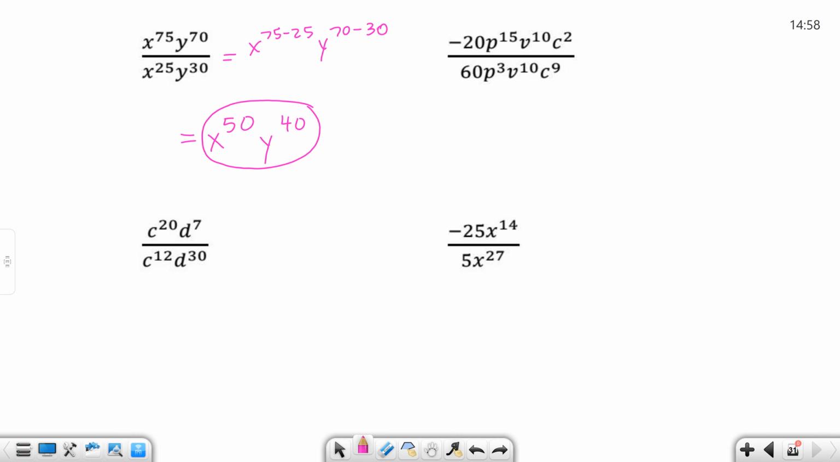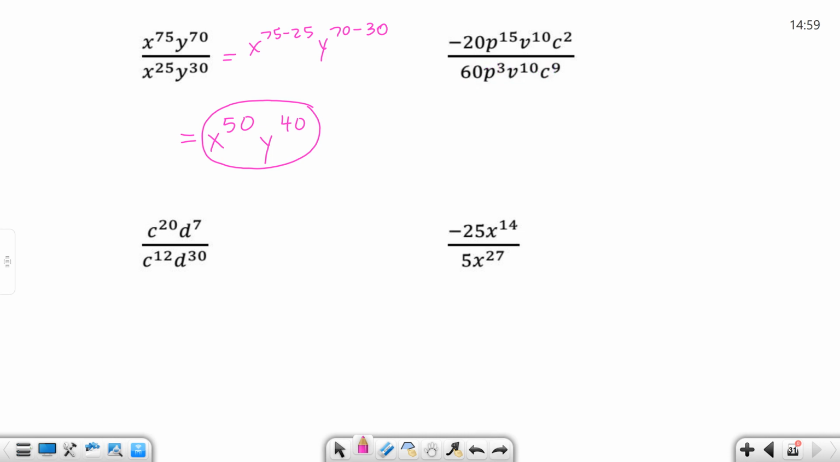And then we have this one. So we have, again, 1 term over 1 term. It's a lot of stuff. It's got 4 factors. My negative 20 is the first factor in the numerator. Then my p's, then my third, fourth factors up here. And then the same thing in the denominator. I have the 60s, the first one, the p's, the v's, and the c's. So 4 factors in each one.